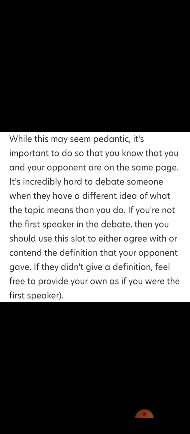See, sometimes it may appear showy. Pedantic means showy. But you and your opponents must be on the same page. Okay, what does it mean? It means that you should not dwindle away from the topic, whatever is provided to you.